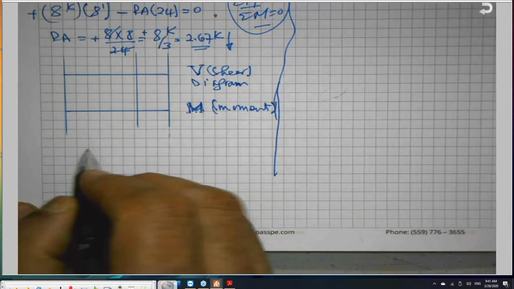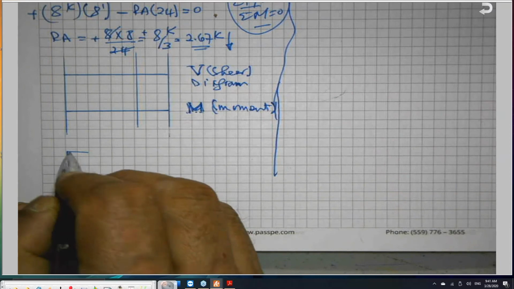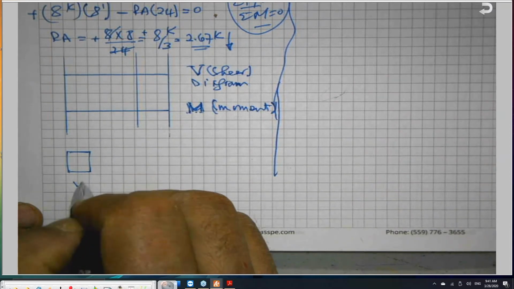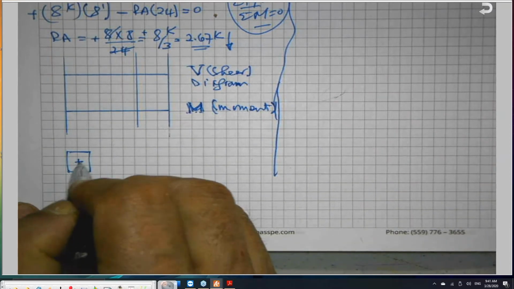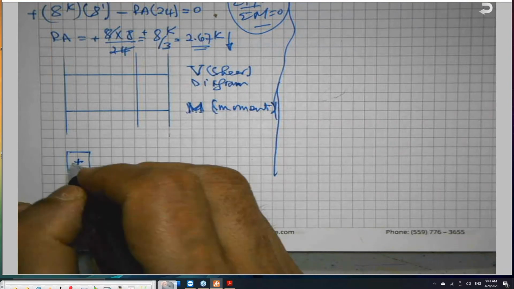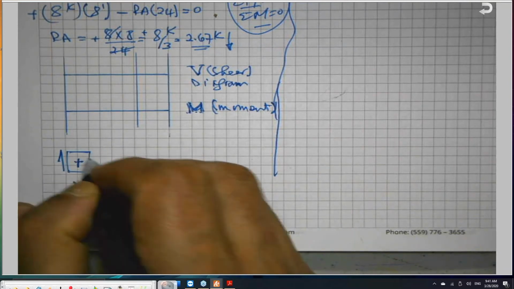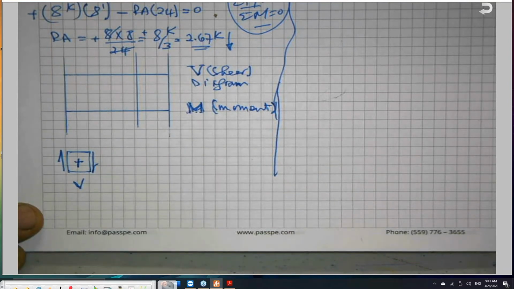Okay, and they agreed on the shear V to be positive if the force is going up, down, or if you like to call it clockwise, I have no problem with that. This is a positive shear. Negative shear obviously will be the opposite.